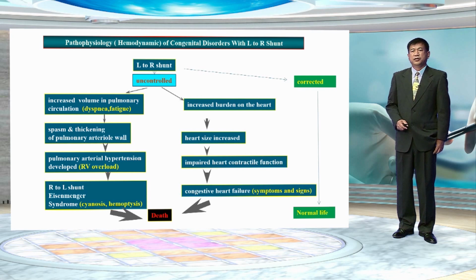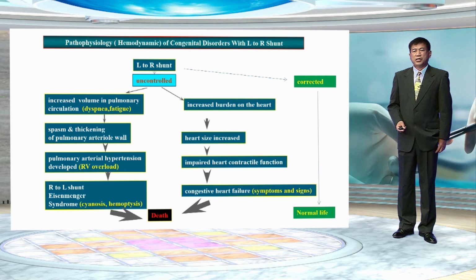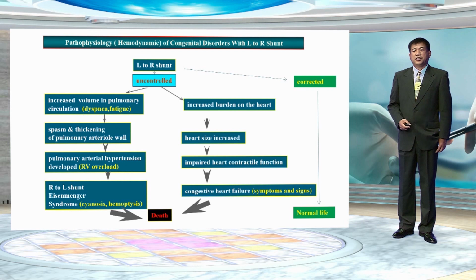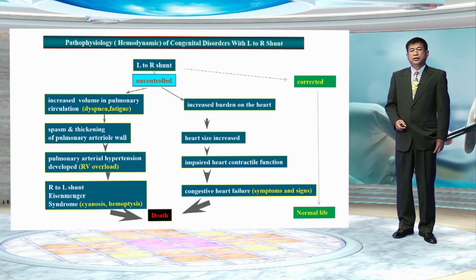The first one is that due to left to right shunt, the blood volume within pulmonary circulation is increased. At this time, the patient may experience dyspnea and fatigue. And long-time spasm and thickening of the pulmonary arterial wall will result in pulmonary arterial hypertension. And now the right ventricle is overloaded.